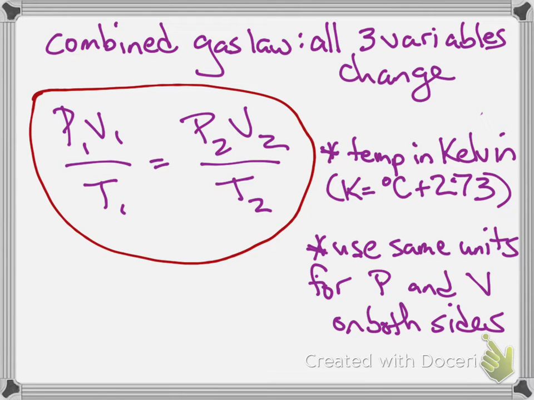A couple quick reminders. Your temperature in these gas law equations, anytime you're dealing with temperature, should always be in Kelvin. To get the Kelvin temperature, you take the temperature in degrees Celsius and add 273. And if you need to deal with pressure and volume, you have to make sure you use the same units for pressure and volume on both sides. So, for example, if you're asked to calculate the volume, and the volume on one side is in milliliters, then you should make sure that your volume is given in milliliters on the other side. So, just a quick reminder of those things, and now we're on to a sample problem.